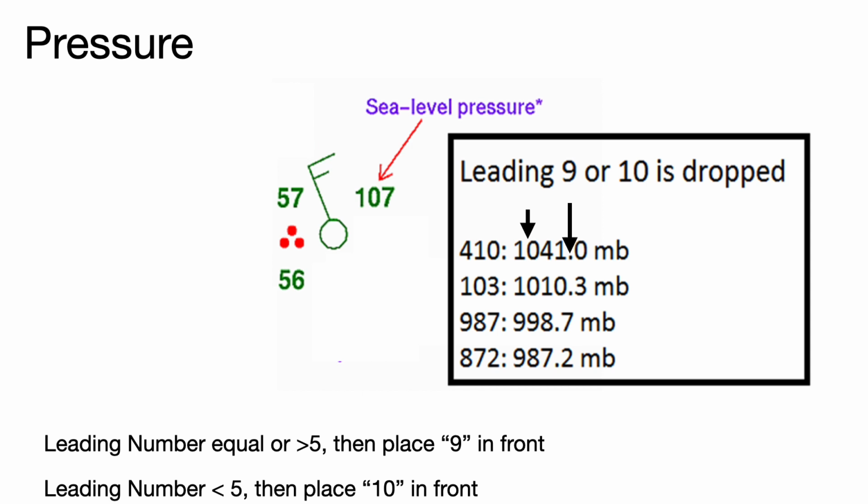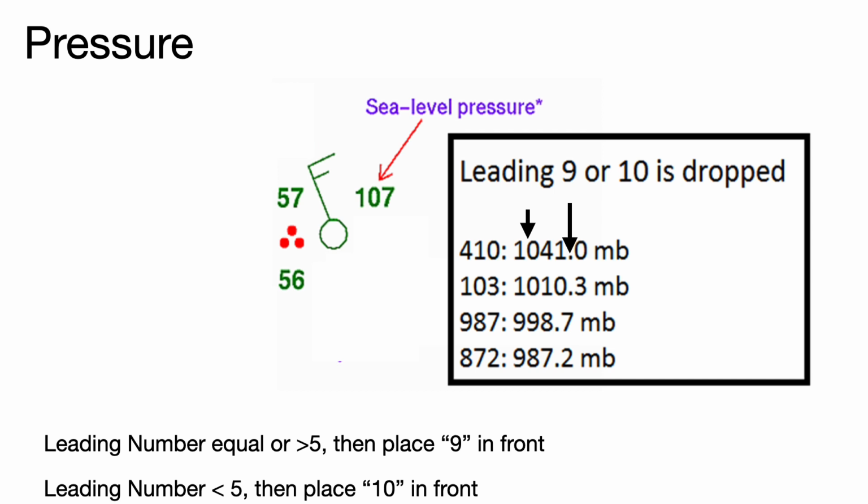So in other words, if that leading number that is plotted is less than 5, then we're going to put a 10 in front to make that somewhere in the 1000 millibar or greater. If that leading number that is plotted on the station model is greater than 5, then what we're going to do is place a 9 in front, placing it somewhere in the 900s for that millibar. So the second example, again, is plotted as a 103. Since the leading number is a 1 and that is less than 5, we just place a 10 in front, so it becomes 1010, and the last number always gets the decimal, so it's 0.3.